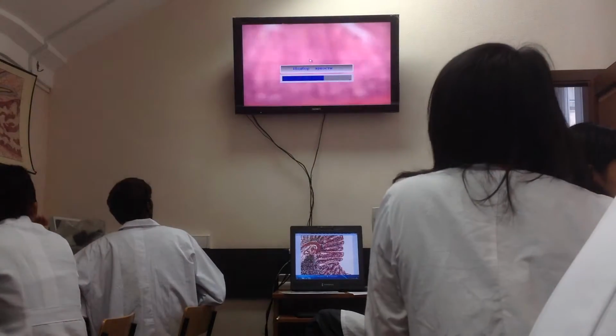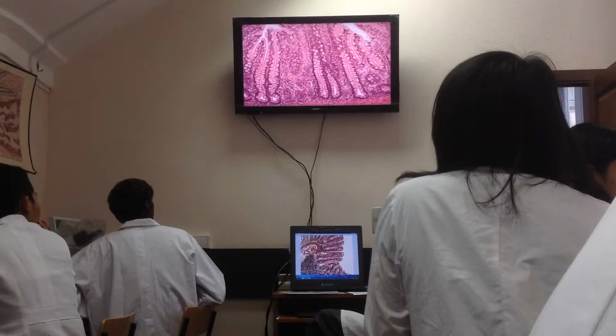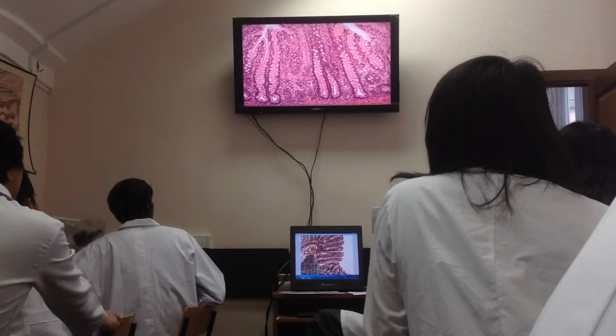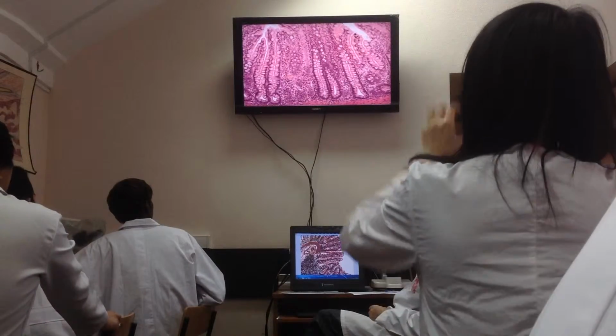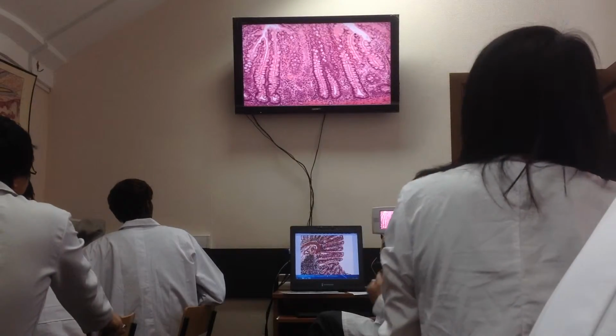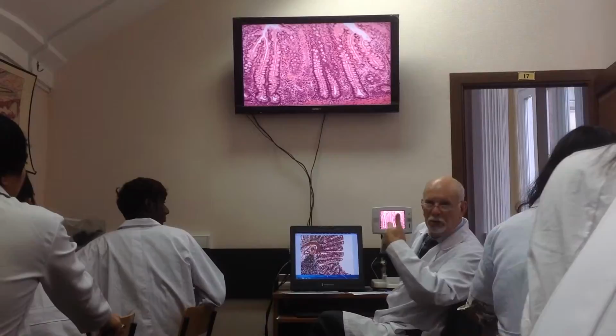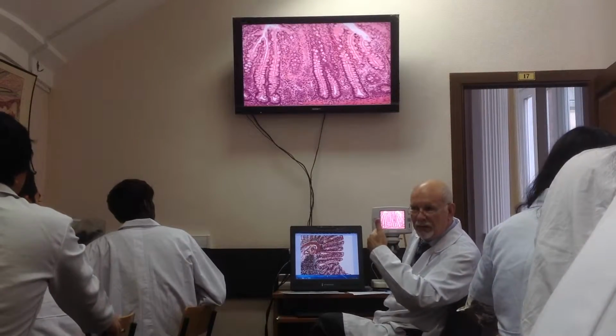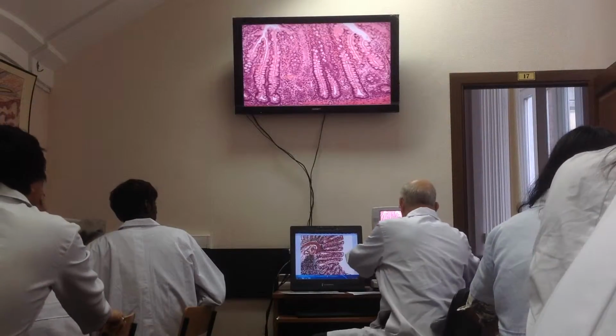And let's zoom in. Let's examine more attentively the cellular composition of this epithelium. What can you say about cells that predominate here? Goblet cells. See the number of goblet cells in epithelium. Once more.